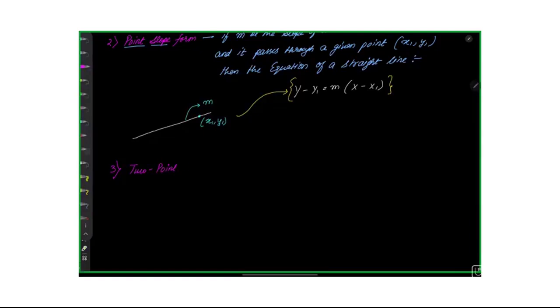As the name suggests, two-point form, that is, there should be two given points for us to write the equation of a line, right? Two-point form. Equation of a line passing through two points. What are the points? Points are x1 comma y1, x2 comma y2, right? Then how to write the equation?